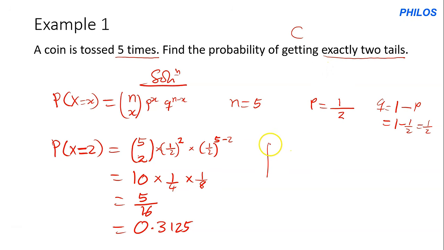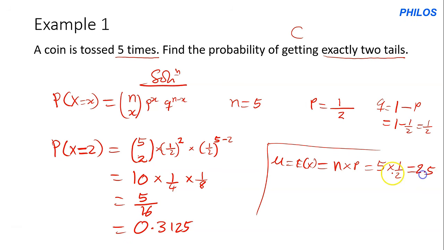Now if the question had asked you to find the mean, which is the expected value of x, it should be equal to what? N times p. And what is our n? Our n is 5. And our p is what? 1 over 2. So 5 times 1 over 2 should give us 2.5. So the mean is 2.5.